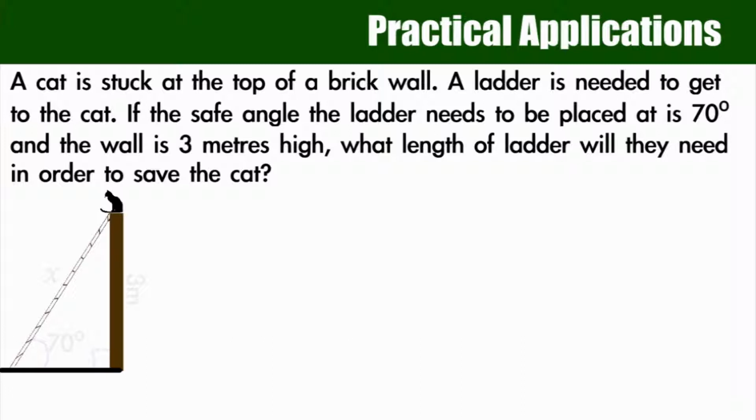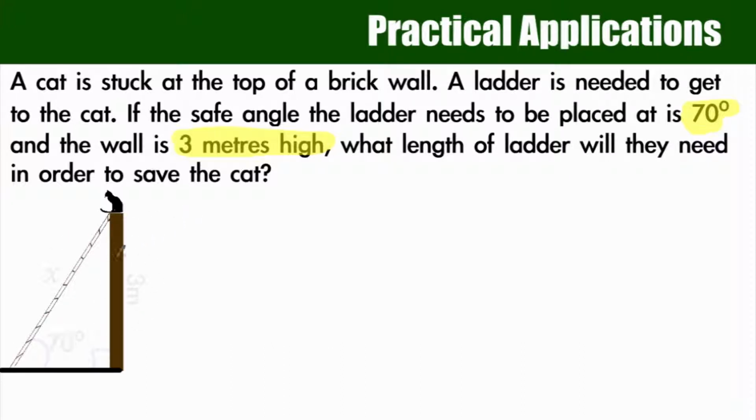So the question's asking us, a cat is stuck at the top of a brick wall. A ladder is needed to get to the cat. If the safe angle the ladder needs to be placed at is 70 degrees and the wall is 3 meters high, what length of ladder will they need in order to save the cat? So we have some key pieces of information here, so if I just highlight them. We've got 70 degrees, the angle the ladder needs to be placed at. We've got the wall's 3 meters high, and they're the two pieces of information we need.